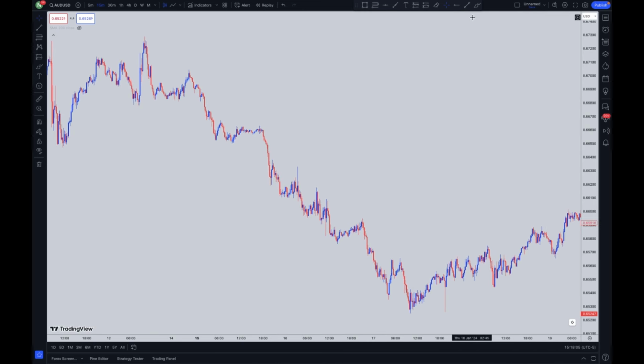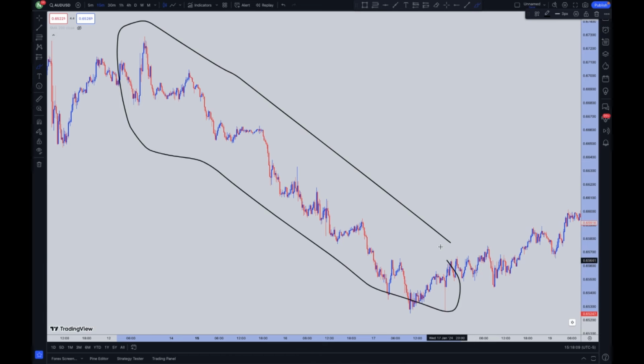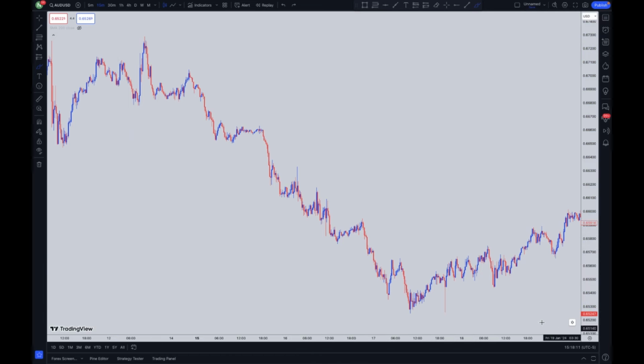All right, so I'm currently looking right here. Okay, that's a downtrend. The market is currently heading down. So what do we want to do? We want to draw the trend line above the candles because it's in a downtrend. And remember, when you're in a downtrend, you want to connect all your highs.